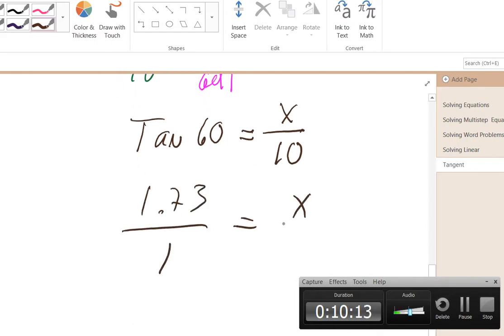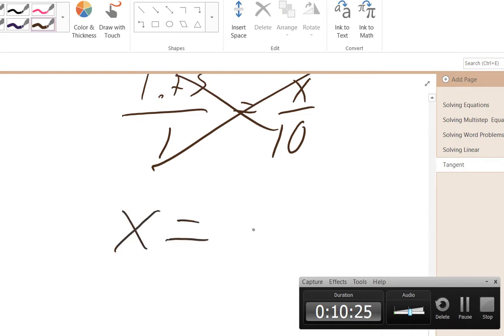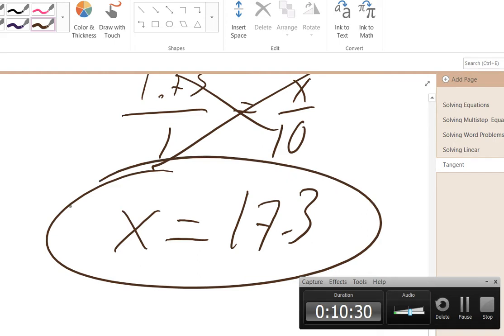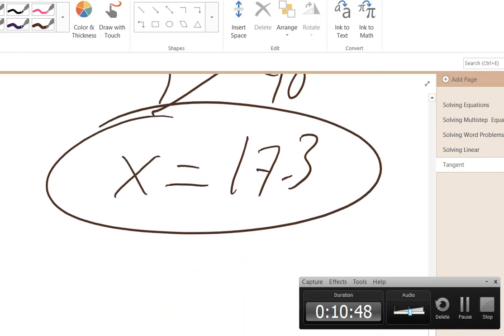We would just simply put that over 1 because 1.73 is just a number, and we can put any number we want over 1. We can cross multiply, and x is equal to 17.3. So that's an example of how you would use tangent. Sine and cosine are very similar to that. Again, the hardest part, I think, is to figure out which one do I use. Because a lot of people can push buttons, but how do I know which button to push, and what does it really mean?